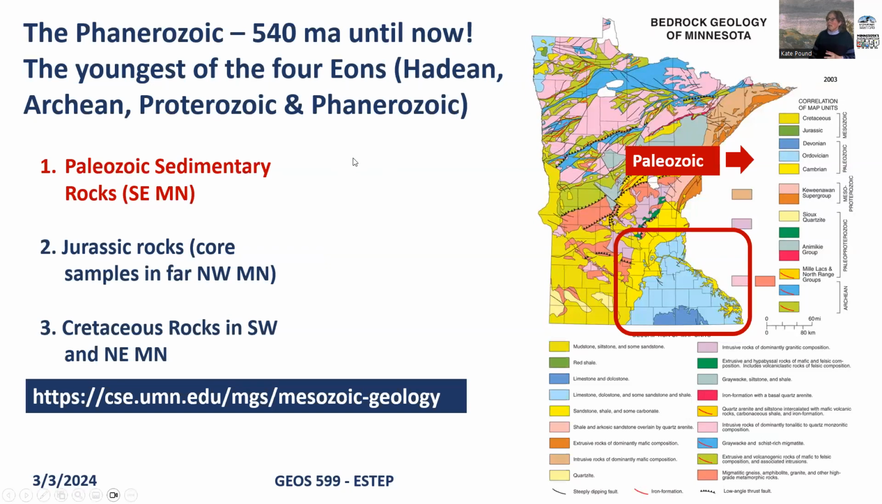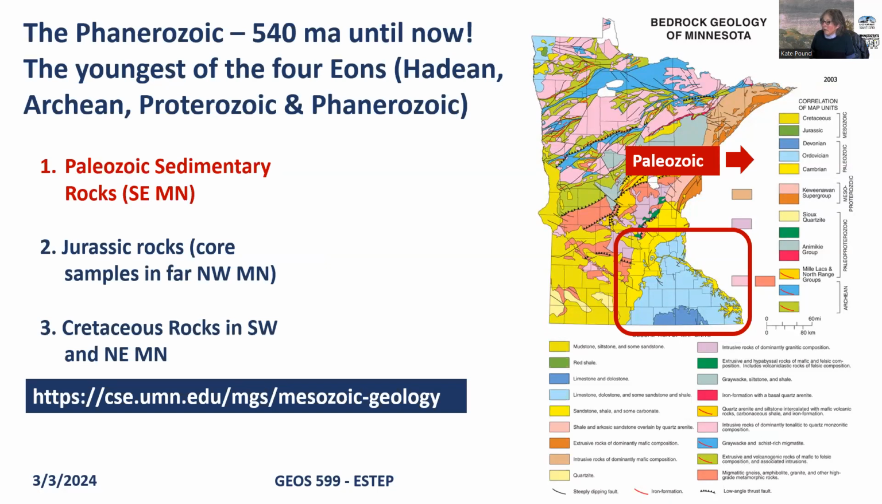And what do we see in Minnesota? There are really 3 main time chunks that are represented in Minnesota. And if we move over here to a correlation of map units, we can see we're now moving up into the Paleozoic here, and then into the Mesozoic. There are also some Cenozoic sedimentary rocks or sediments, but we'll mention those later. There's a really good link to Mesozoic geology here. This is at the Minnesota Geological Survey website.